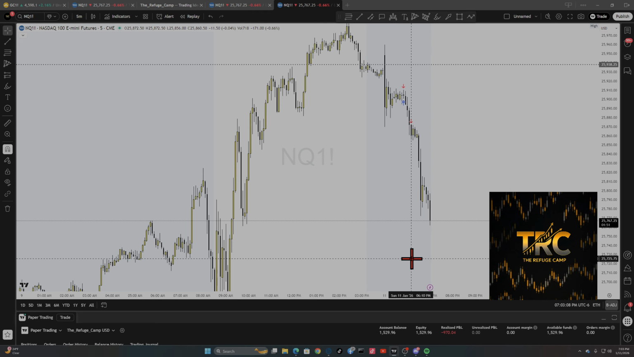So that's what I mean about stacking the odds in your favor and reducing the environment from a casino state to a high success probability machine. Right? All right. So now that we're on the 5 minute, let's go look at where our targets would be.